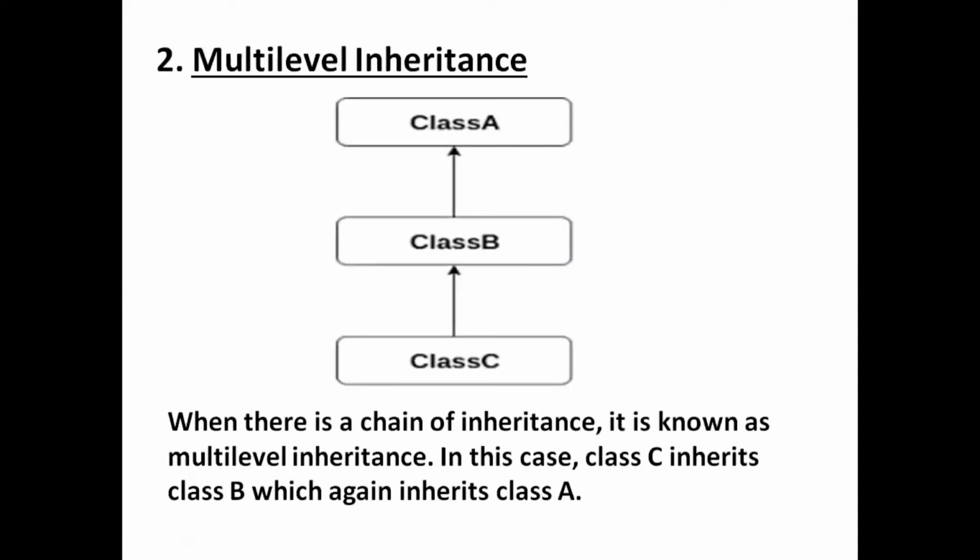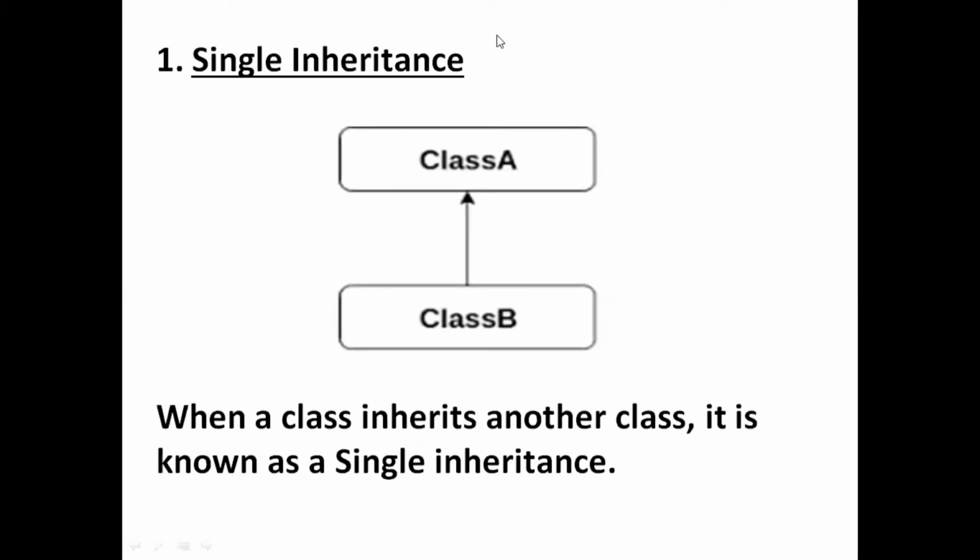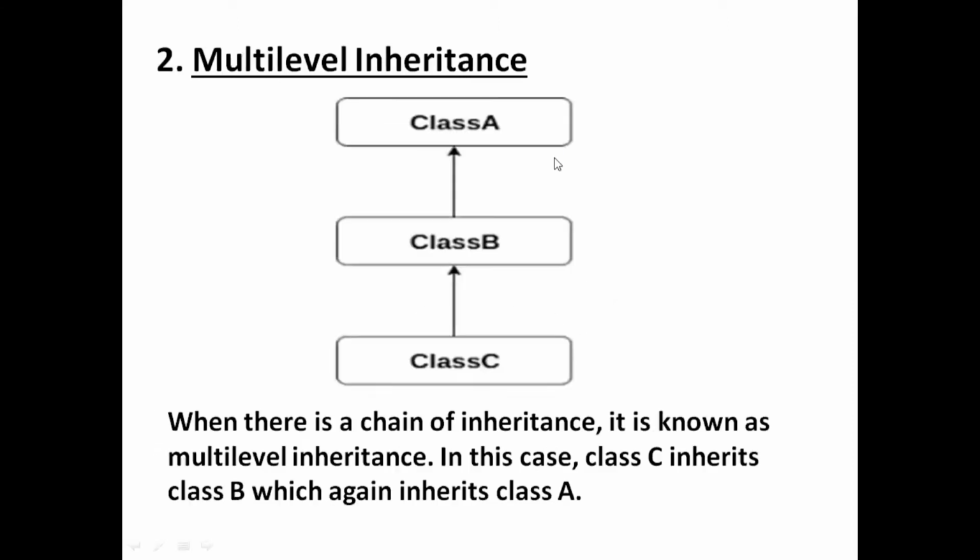Next type of inheritance is multi-level inheritance. In single inheritance we have a single level: there is one derived class and one base class. But in multi-level inheritance, we have multi levels, more than one level.